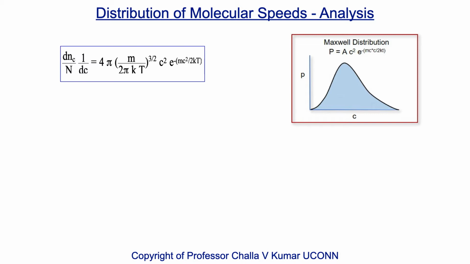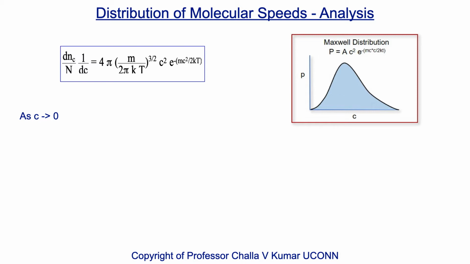The first function in this equation is c squared, quadratically increasing with c. The second function is exponential, e to the power minus mc squared over 2kT. The function is decaying exponentially. We are multiplying the two to get the net expression. So what does this mean to us? Let's analyze it a little bit more.